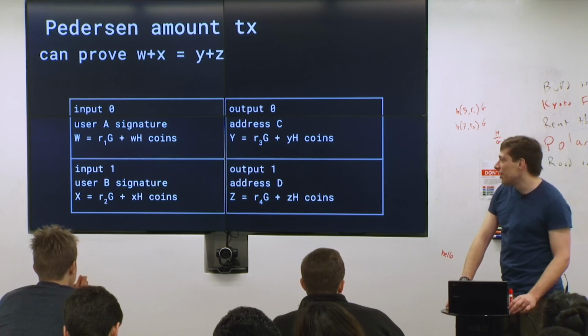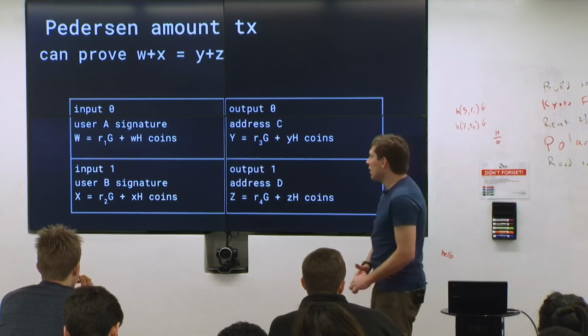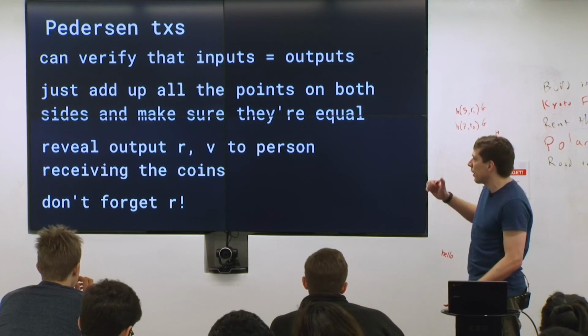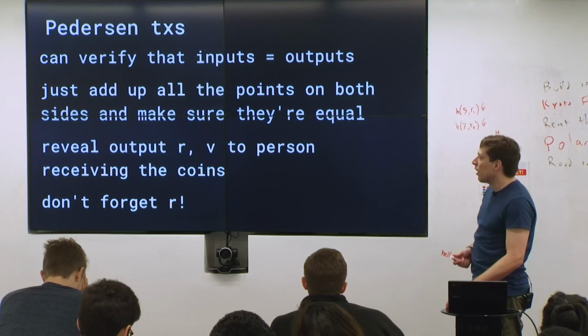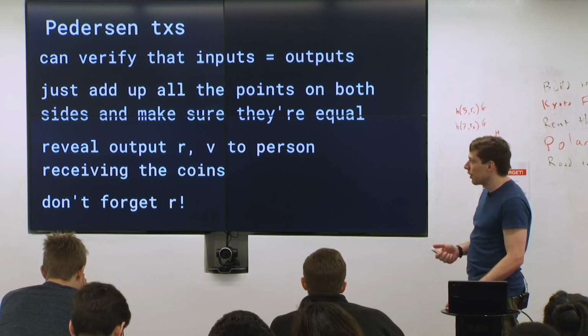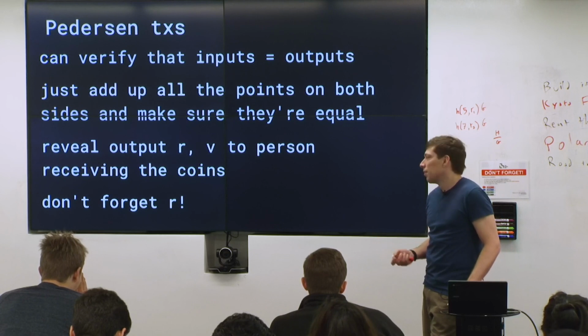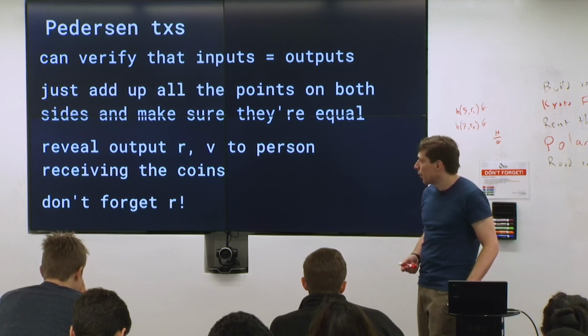So one thing you could do is, wait, I think I said this. Basically, you can verify inputs and outputs, add up all the points, and make sure they're equal. You reveal R and V to the person receiving, and you don't want to forget R. R is sort of now a private key. If you forget R, you're stuck. You can't prove anything anymore.